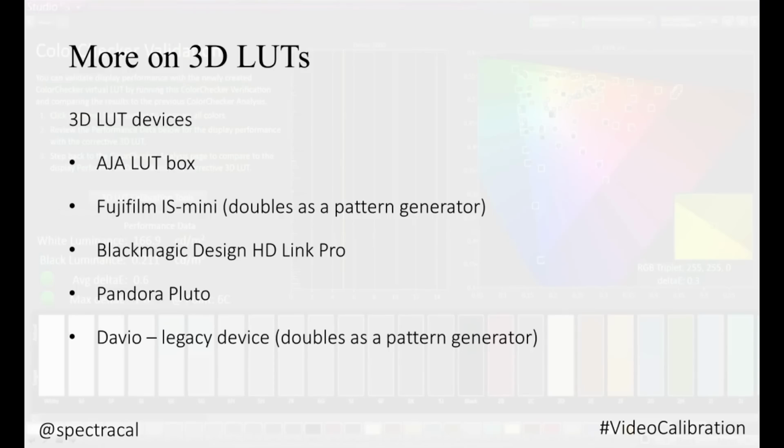And here are some of the manufacturers making external 3D LUT devices for inserting between the source and the display. AJA makes a great LUT box. Fujifilm makes the IS Mini. The neat thing about that is it also doubles as a pattern generator, has SDI and HDMI output. There's the Blackmagic Design HDLink Pro. Pandora makes a device called the Pluto. And for those of you that have been around for a while, there's the Davio, and it also doubles as a pattern generator. By the way, it works beautifully with CalMAN.